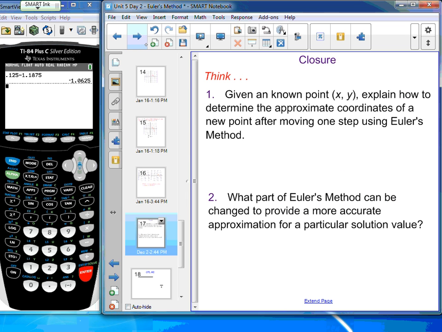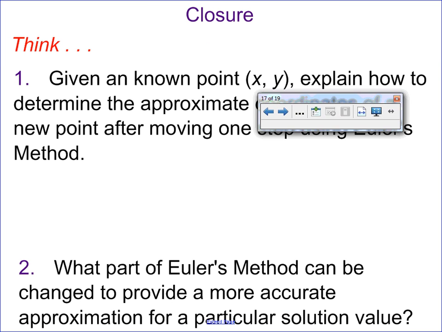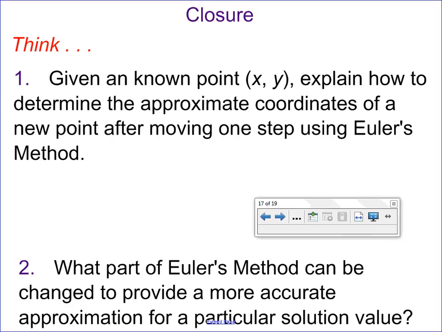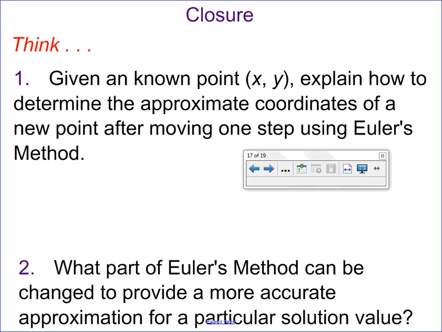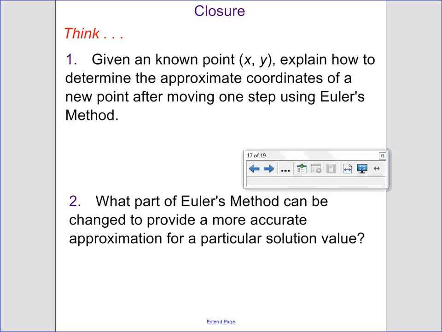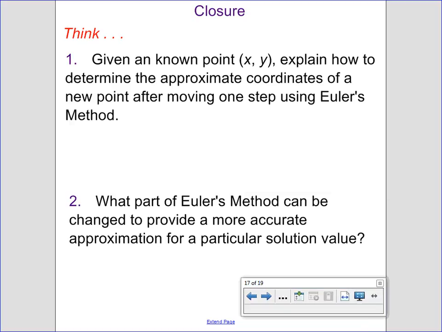All right, let's go ahead and close up and then get some more trail time. So given a known point x comma y, explain how to determine the approximate coordinates of a new point after moving just one step using Euler's method. So I want to know the one-step process, what is it you do procedurally? Second, what part of Euler's method can be changed to provide a more accurate approximation for a particular solution value? I'll pause the recording just for a moment and then we'll go ahead and share.